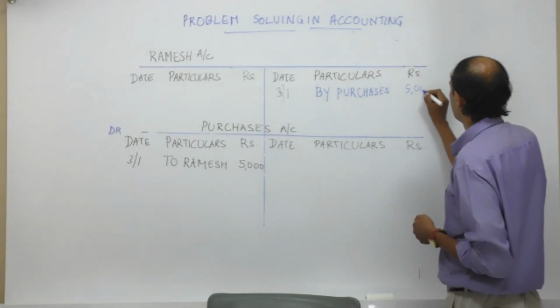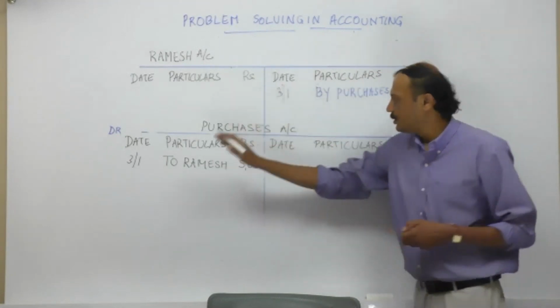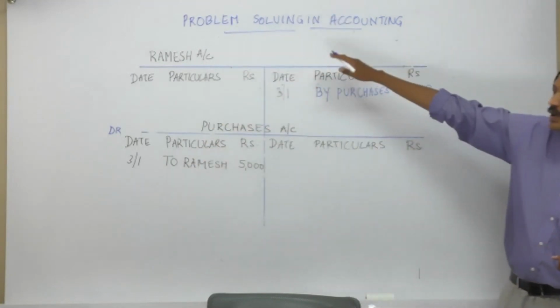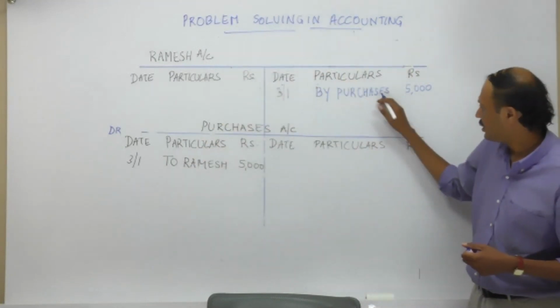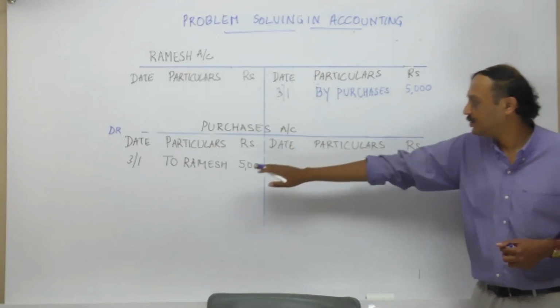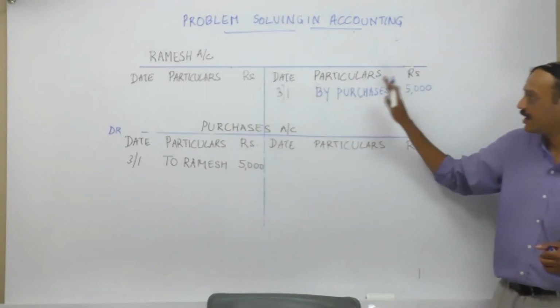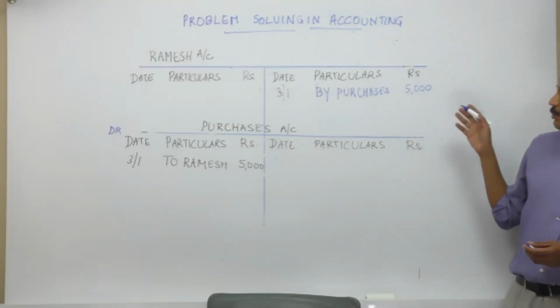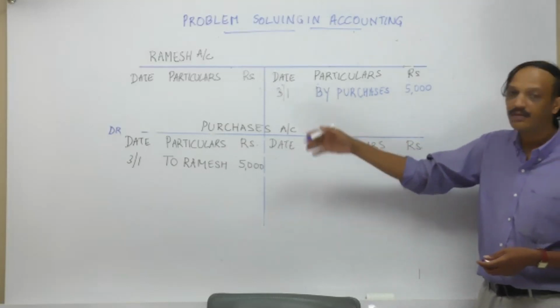$5,000. You started off with the purchases account, you debited it, and then opened a Ramesh account and credited it with the same amount. This means you bought goods from Ramesh on credit and he is your creditor. You need to pay him. This is the posting of the ledger of this transaction.